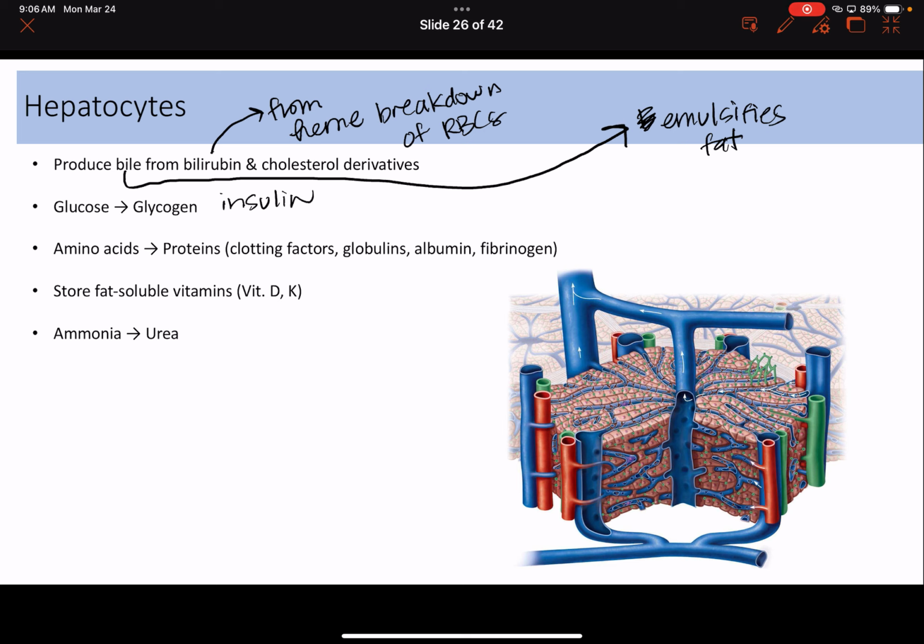It's going to convert ammonia into urea. Ammonia is a waste product that can be toxic in high levels. So it is detoxifying that ammonia into urea, which can then be released through our urine and our kidneys.